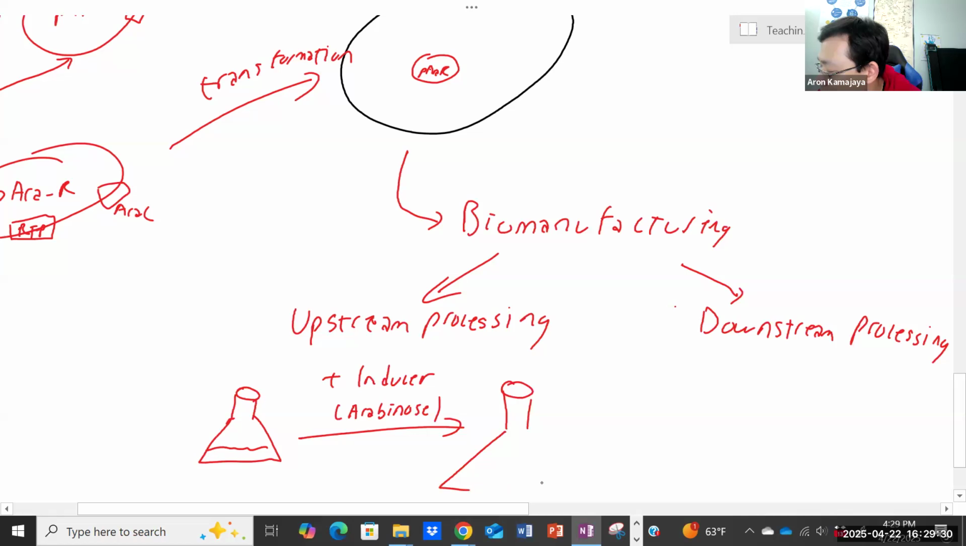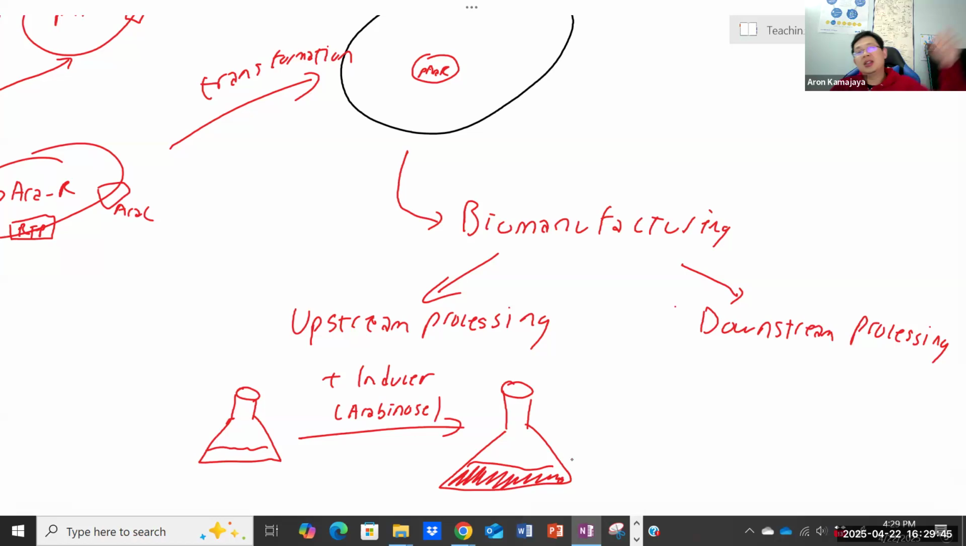And then the next day, or however long that is, after some period of time, your cell will become red, and you have to harvest them. You basically spin them down using a centrifuge. You remove the supernatant, the liquid, and then you keep that pellet.